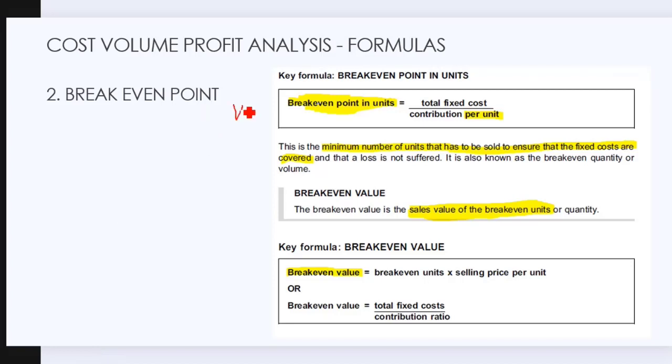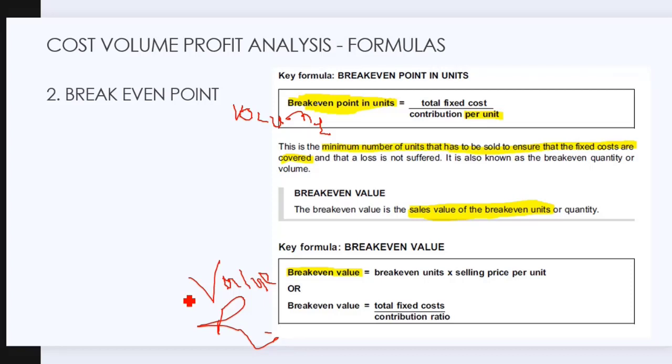This is volumes. Volume, number of units, quantity. This is value. This is a rent amount. It's a rent amount.